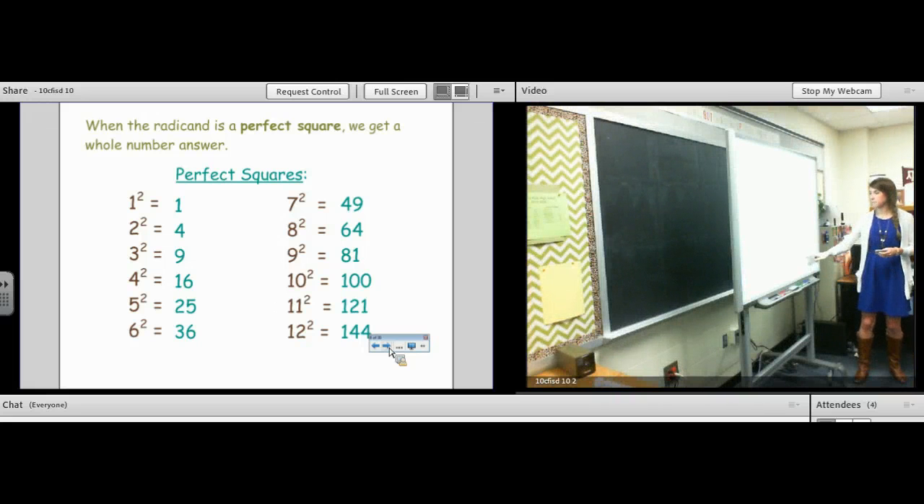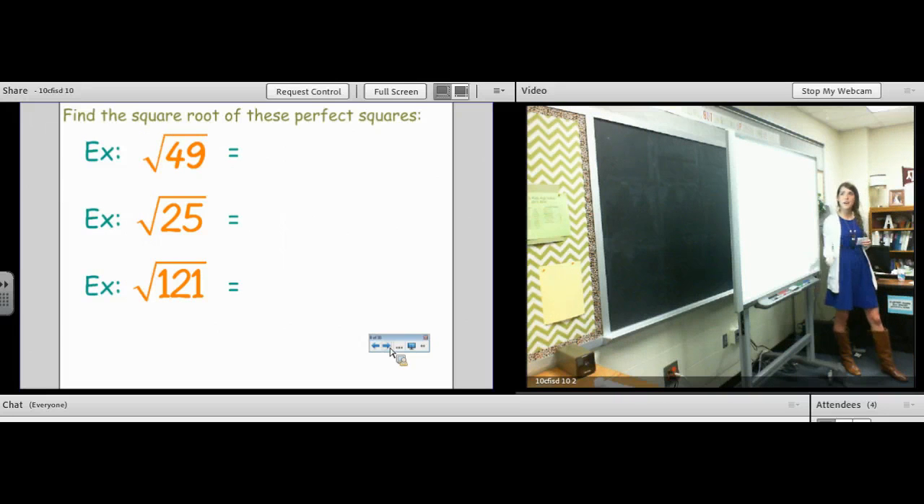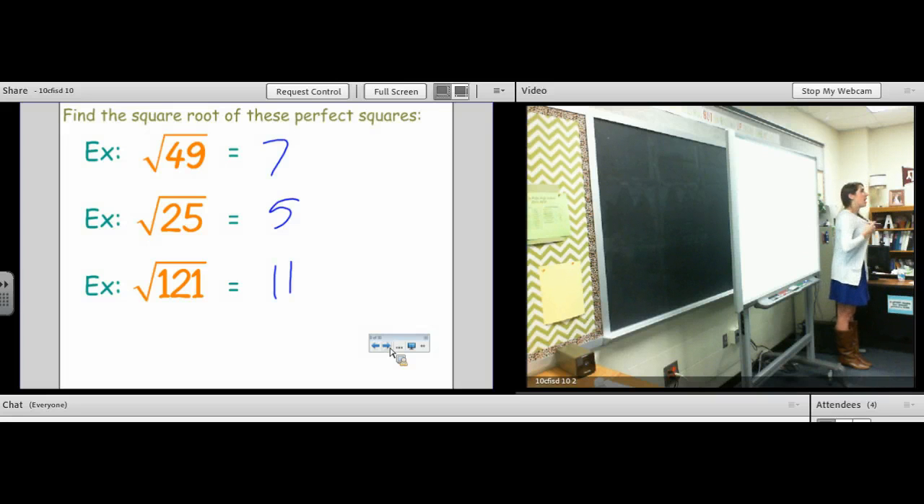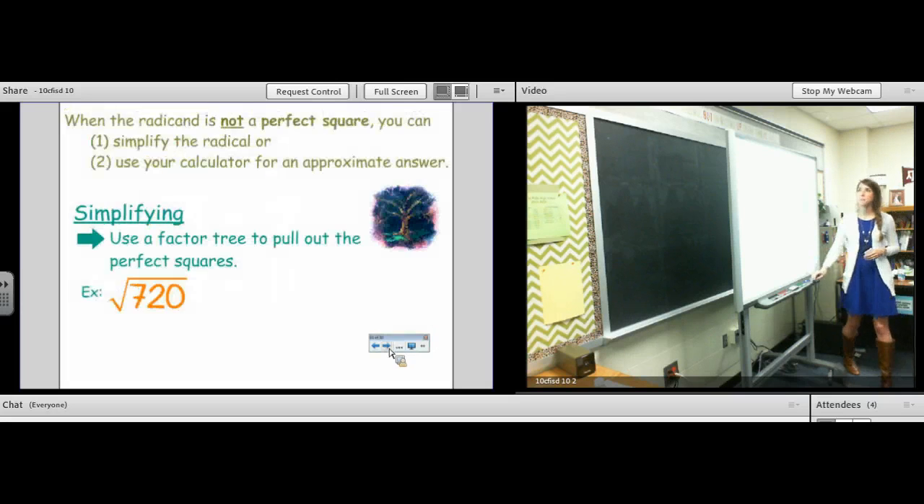Let's try some. Cynthia, square root of 49. 7. I said Cynthia, but she knew it. Addison, square root of 25. Emily, square root of 121. 11. I promise that if you know your perfect squares, simplifying radicals will be easier for you. It will be. All right.